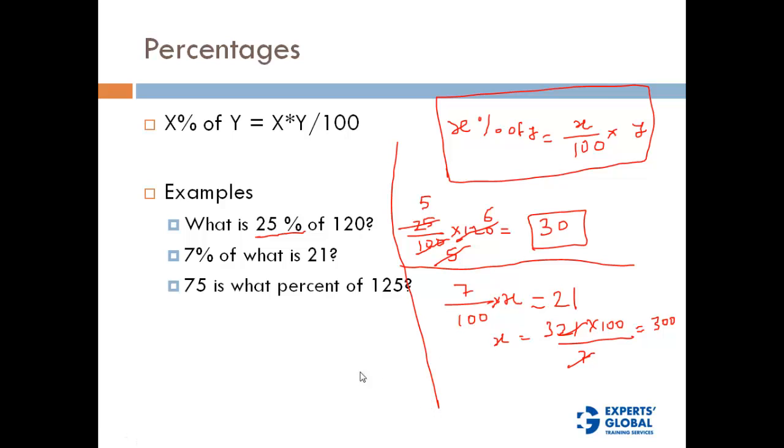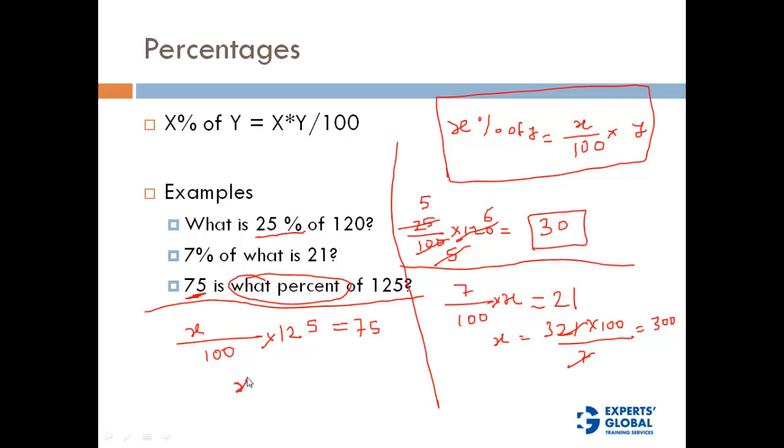The third type of questions can be: 75 is what percentage of 125? So what is being asked here? What percentage? Let's say it is x%, so that means it is x by 100. x% of 125 is 75. This is the equation that we get. x% of 125 means x by 100 into 125, and we are given that 75 is x% of 125, so we equate that with 75.